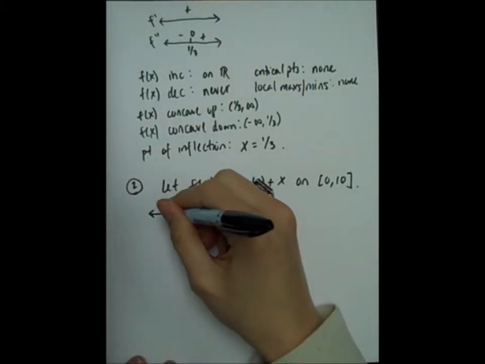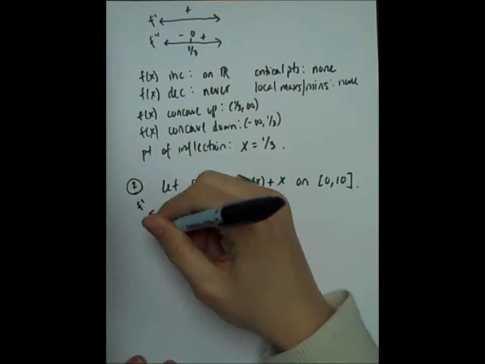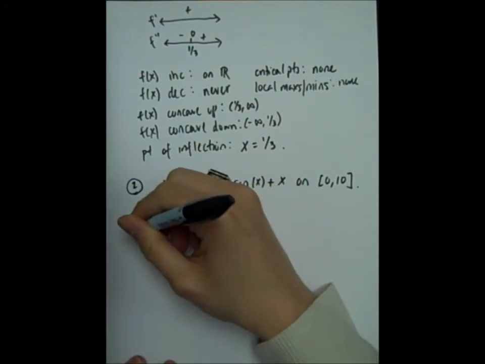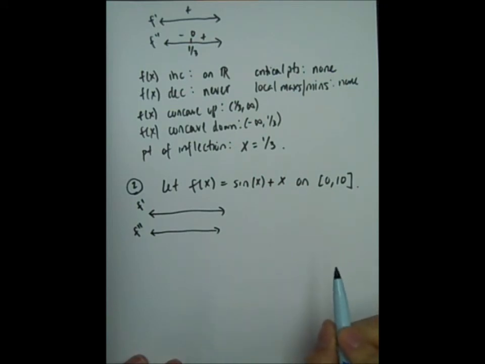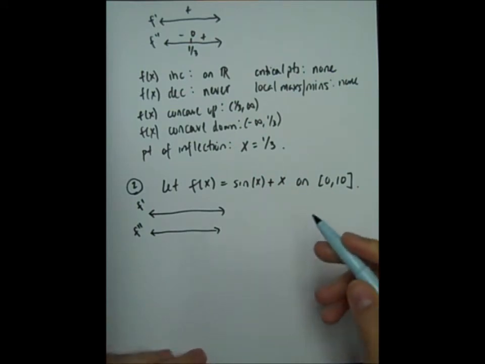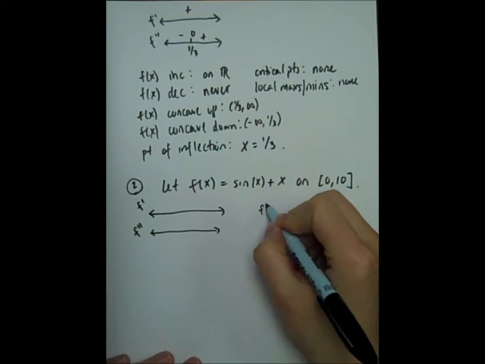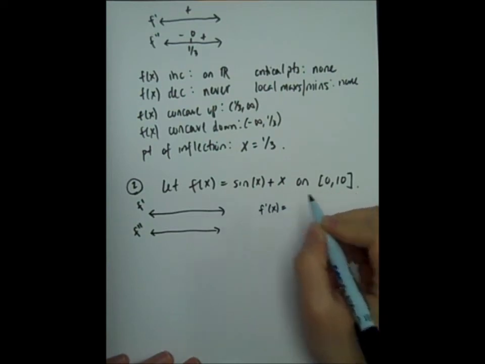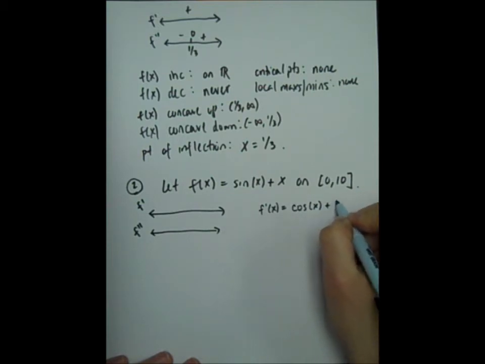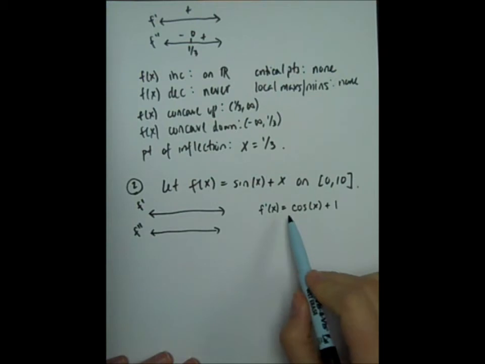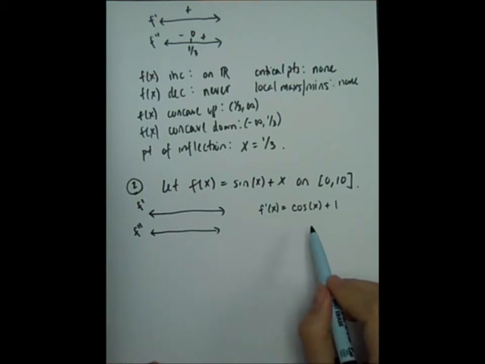So I'm going to need my number line for f prime, and I'm going to need my number line for f double prime. And we want to make sure and label those so that we can actually know which one we're talking about. So let's look at f prime first. The derivative of sine x plus x is cosine x plus 1.